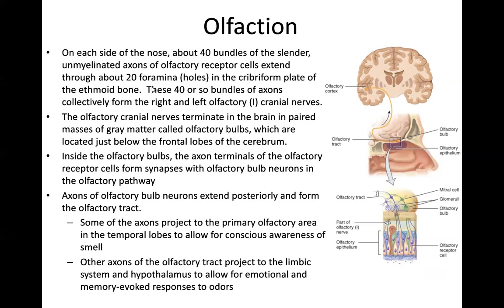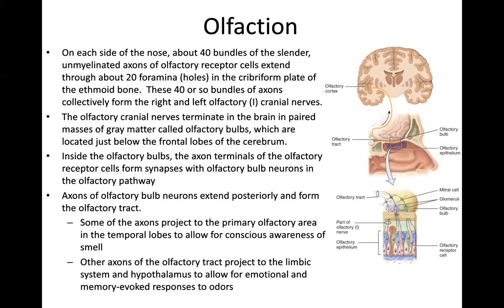These little holes are called olfactory foramina, and this enables the axons of these receptor cells to penetrate out of the nose and into a structure called the olfactory bulbs. The olfactory bulbs are the beginning of your first olfactory cranial nerves, your cranial nerves number 1 that we previously learned about in our last lecture. Those 40 or so bundles of axons collectively form the right and left olfactory cranial nerves number 1.